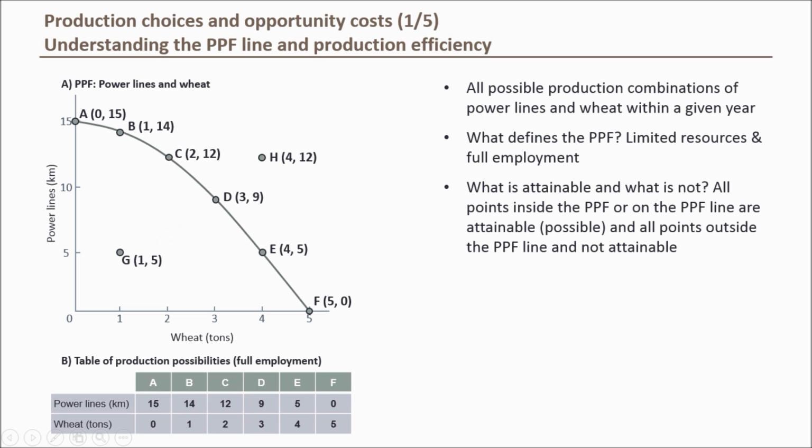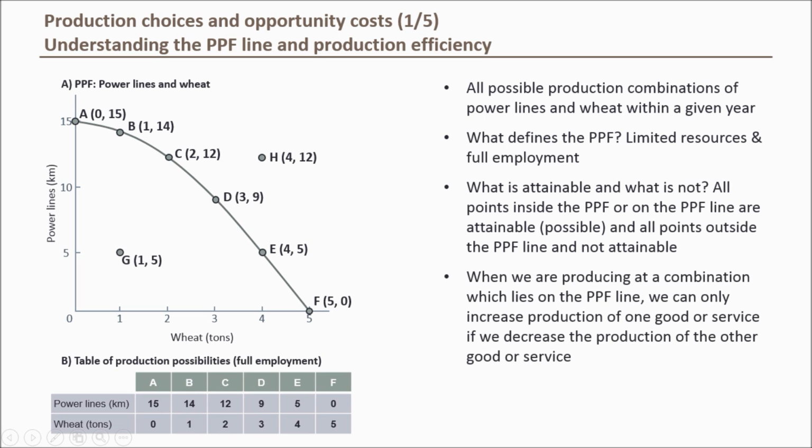Because we can only increase the production of a good by lowering the production of another good when we're on the PPF line, we call all points on the line production efficient. It's efficient because there's no wastage of productive resources. Unlike point G, which lies inside the PPF and therefore does not represent an allocation with full employment. If we wanted to increase the production of wheat or power lines when we're producing at point G, all the economy has to do is employ any idle resources until full employment is reached and we're back on the PPF line.